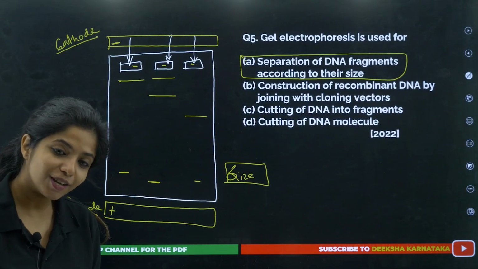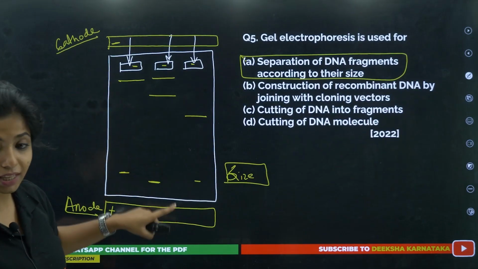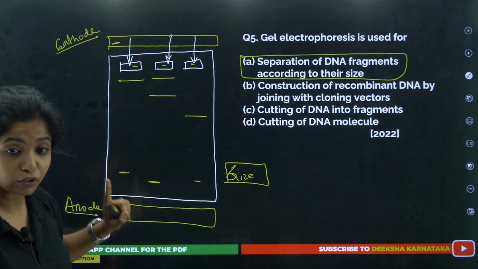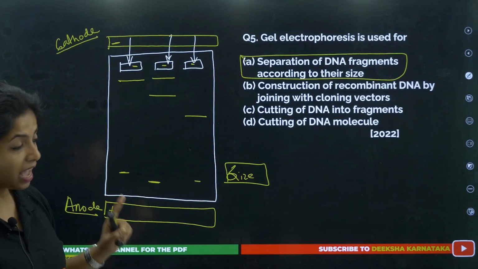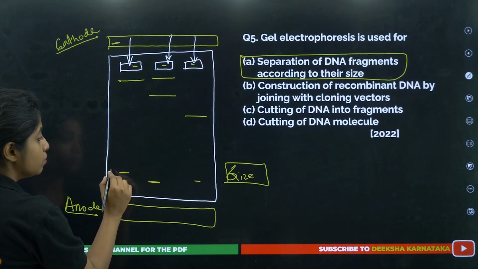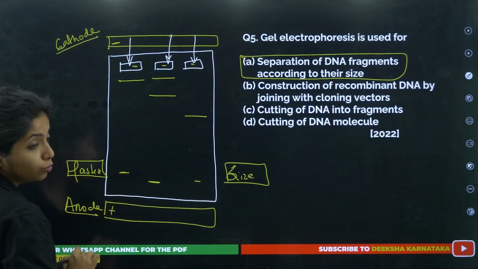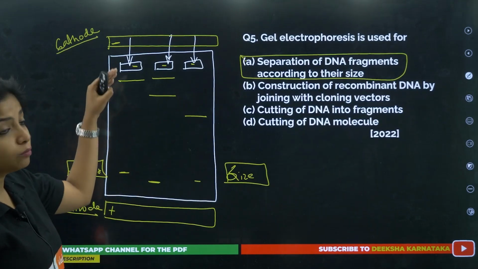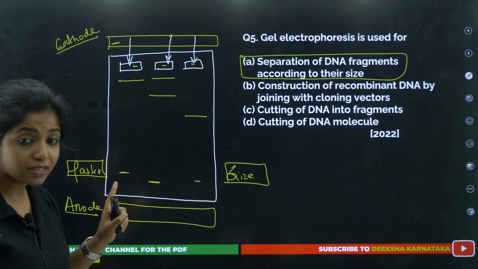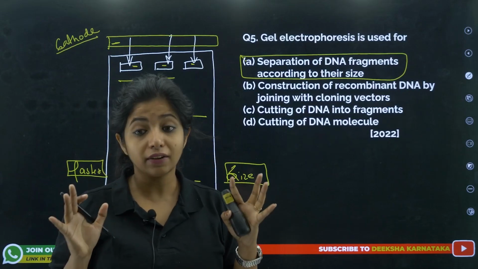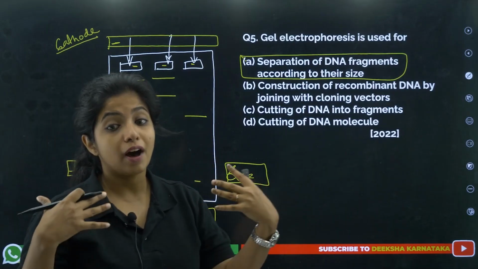This came in 2022, and please remember this thing. It will be very, very important for solving other questions as well. I said that DNA fragments move faster, which are smaller. The smaller ones, they will move faster. I never said that it will move first. I said it moves faster.